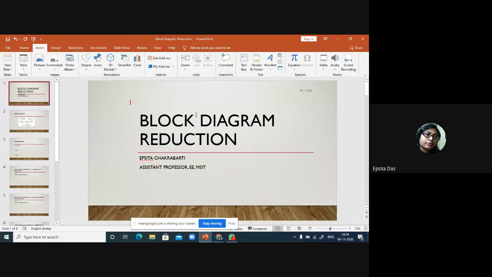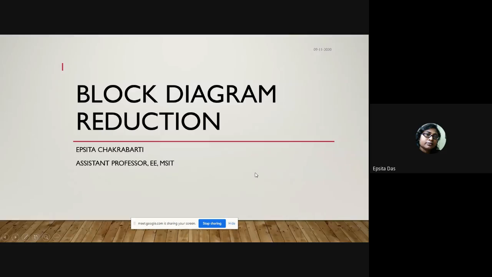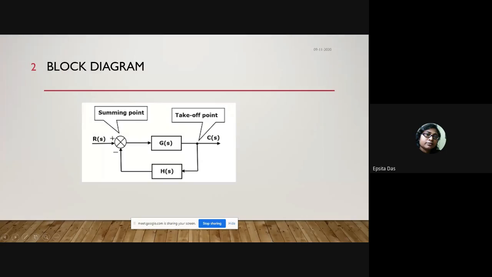So today we are going to learn the block diagram reduction technique. Before starting, we should know what the basic ingredients of a block diagram are.